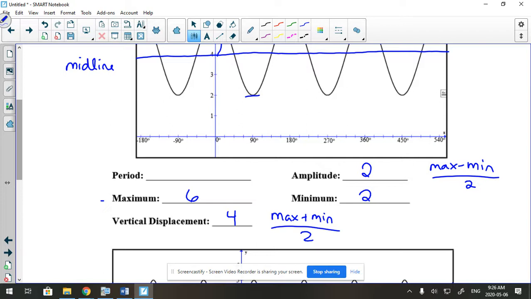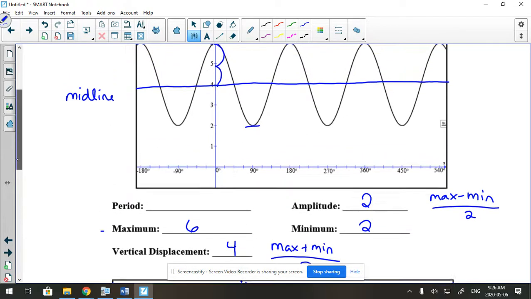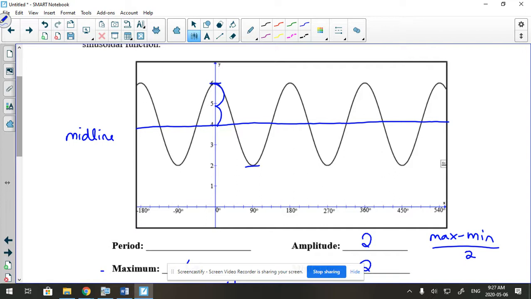Okay, the period is the trickiest part. So what I like to do is try to find a full revolution with points that I can actually read the data from. So I'm not going to start from here and try to find a full revolution of that, because you're not going to be able to read clearly what the x value is. So this one's not too bad.